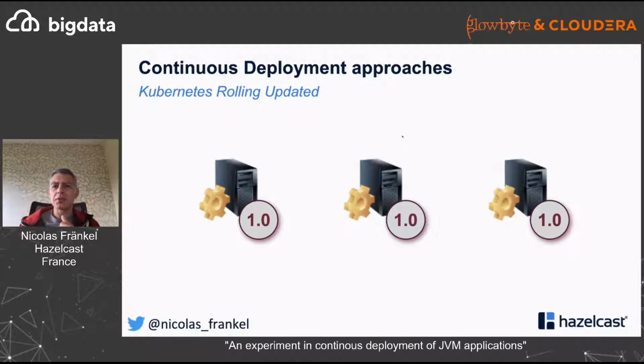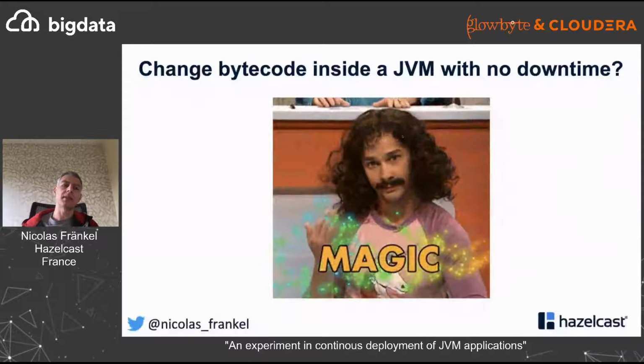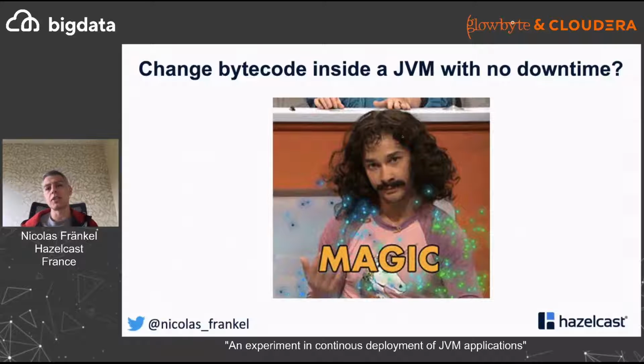So it's not super great in the JVM world and in general. But what if I told you that you could actually change the bytecode inside of a JVM with no downtime? You would probably call it magic. But in this talk, I will focus on that. I will tell you how you can achieve that.